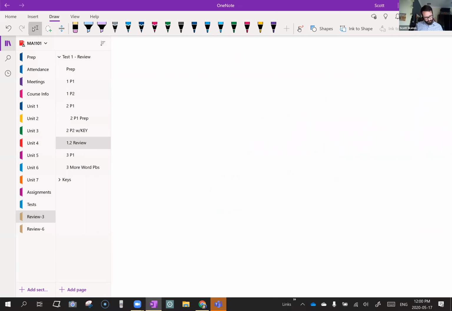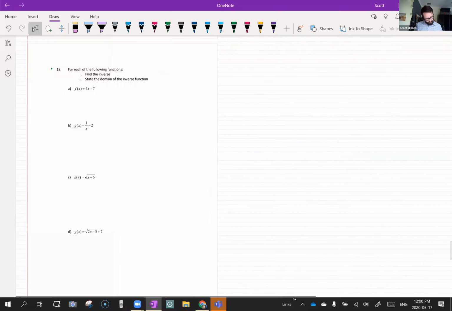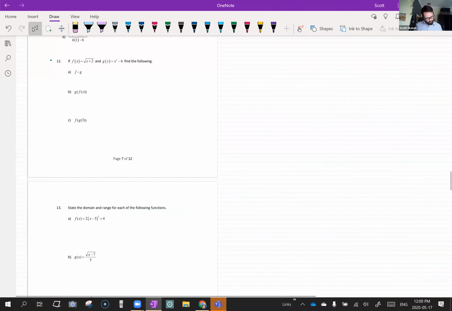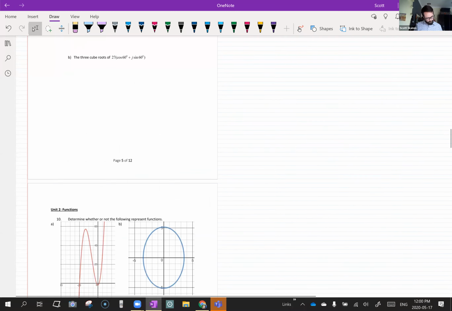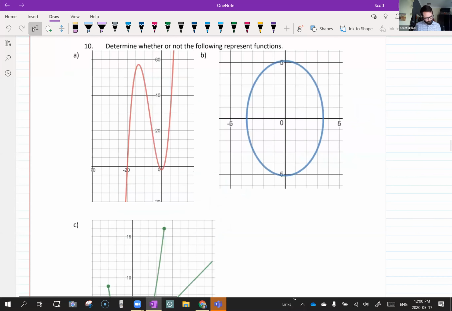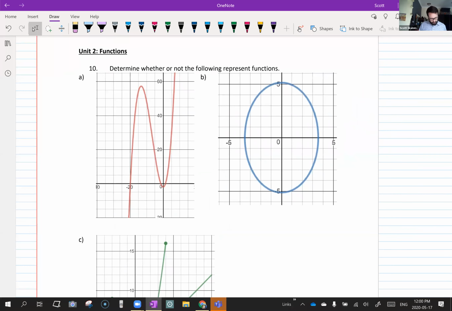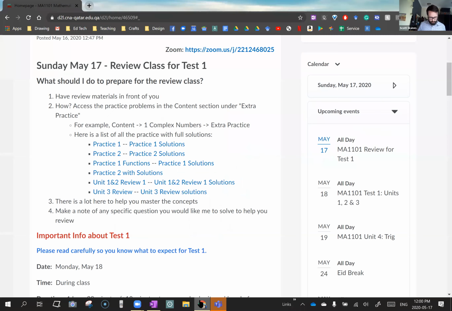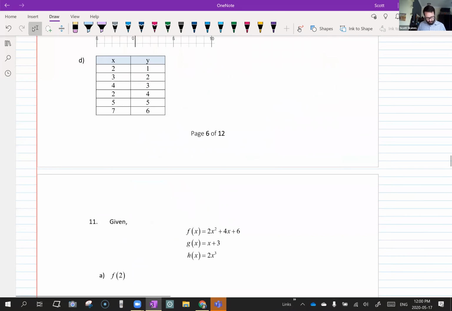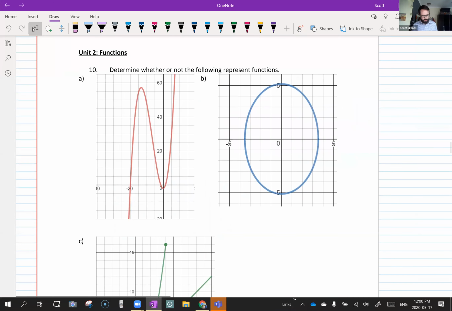Let's take a look at the review for functions. Okay, this particular practice is Unit 1 and 2 review, and I'm doing page 6 of that. Unit 2 functions. Determine whether or not they represent functions. The first one, vertical line test. Yes.